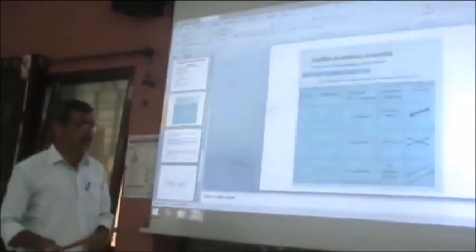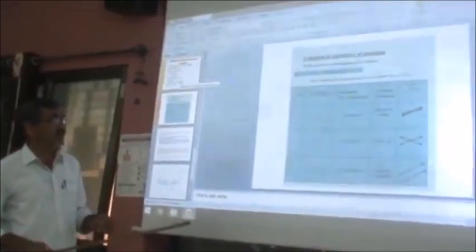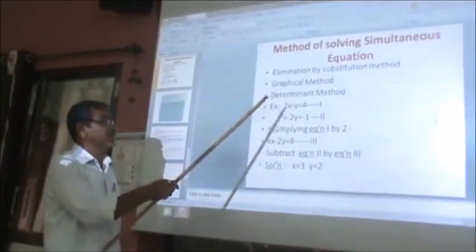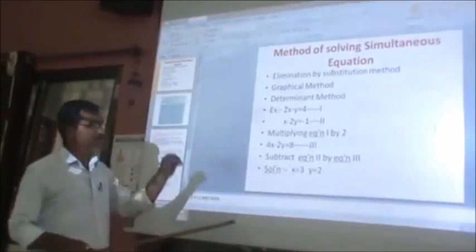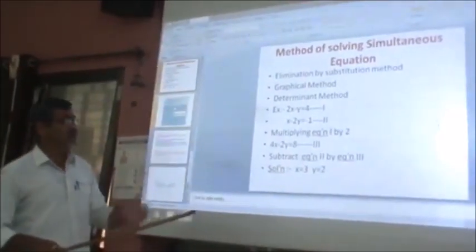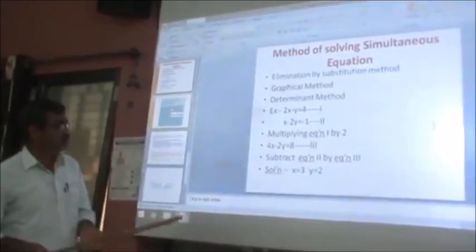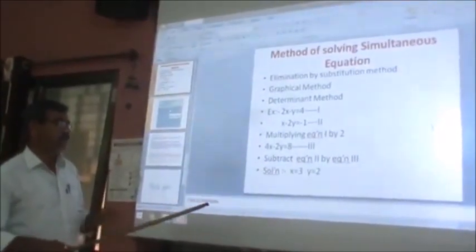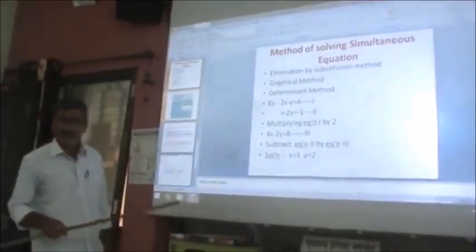If we solve this equation by a graphical method or determinant method, we will get the same solution. From this we can say to the student that if we solve equation by any method, we will get the same solution.